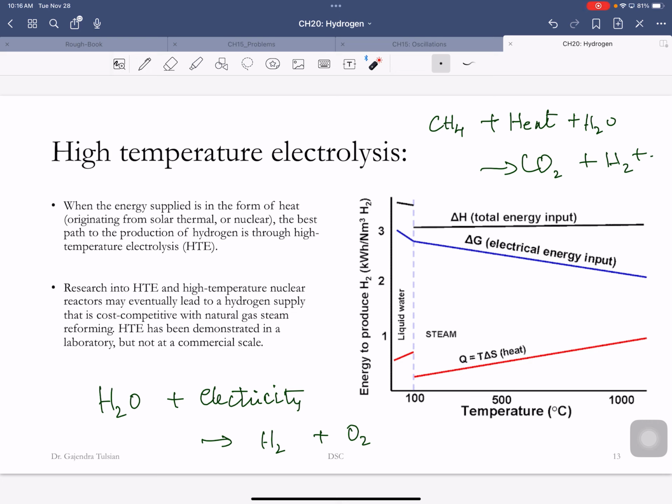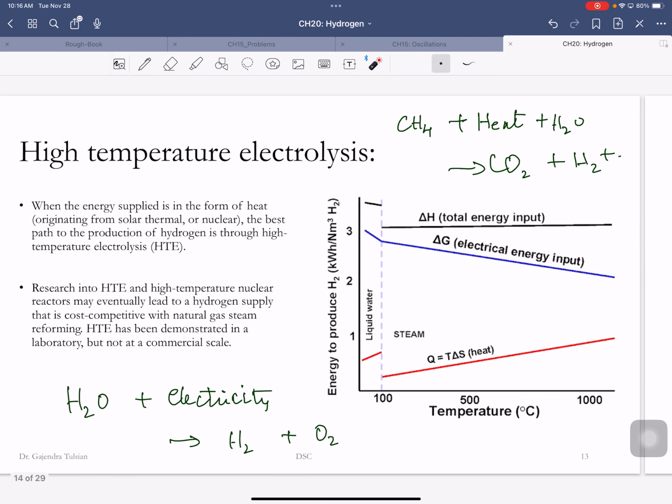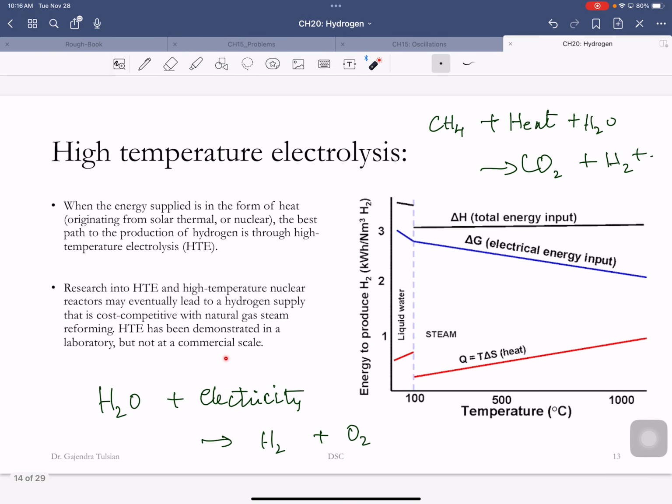But we want to produce hydrogen using water, and so high temperature nuclear reactors will lead to a hydrogen supply that is cost competitive and green hydrogen. So this is not green hydrogen. But this is not available at a commercial scale yet.